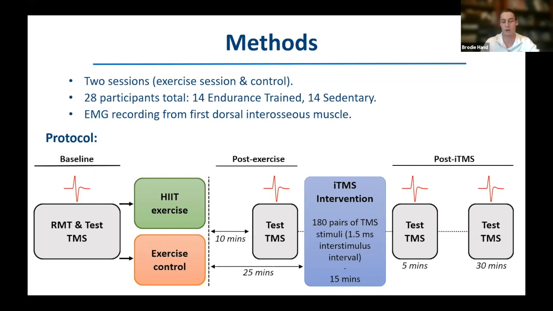10 minutes after the completion of exercise, TMS measures of corticospinal excitability were reassessed, and 25 minutes after exercise completion, a plasticity-inducing TMS paradigm known as iTBS was applied. This intervention involved 180 pairs of TMS stimuli lasting approximately 15 minutes and is also known to have a facilitatory effect on corticospinal excitability. TMS measures of corticospinal excitability were then reassessed both 5 and 30 minutes after the iTBS intervention.